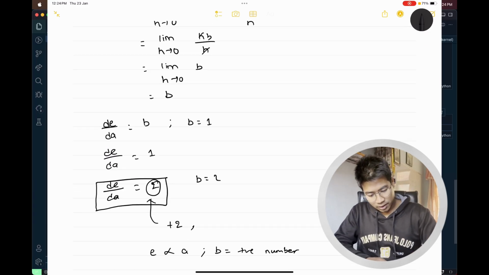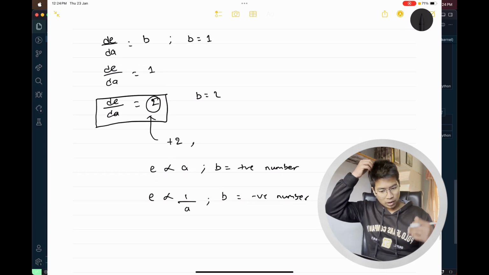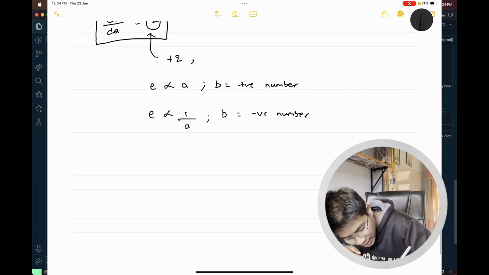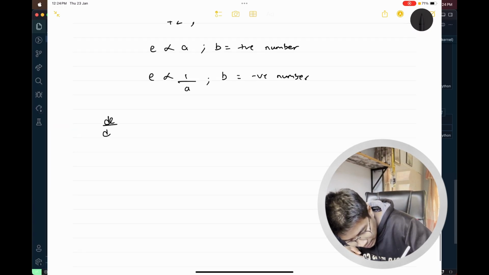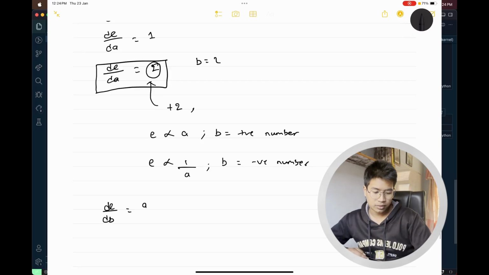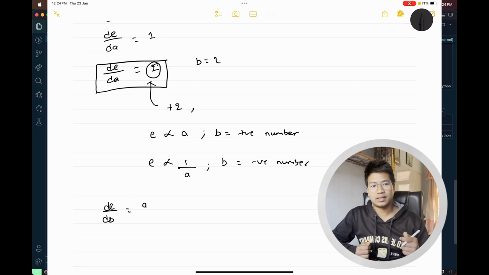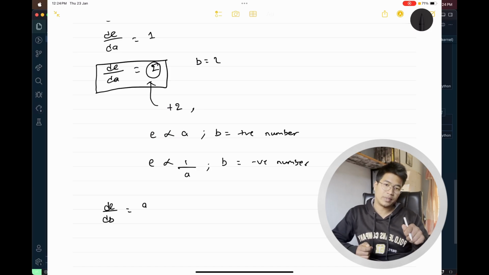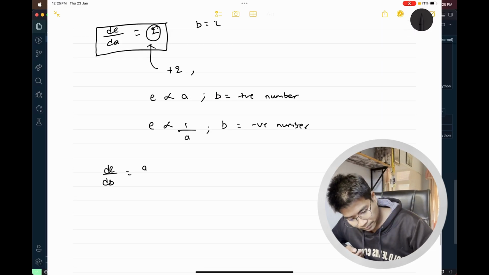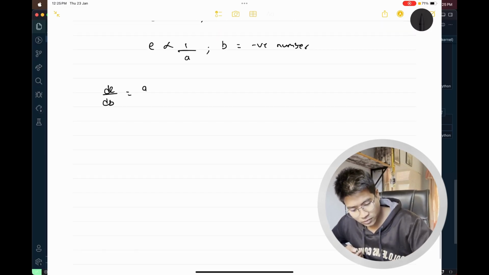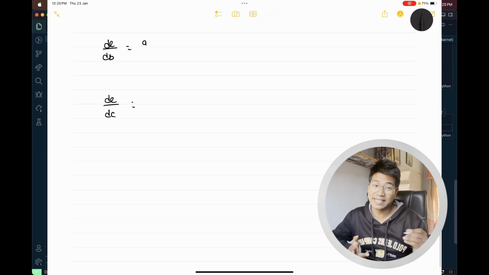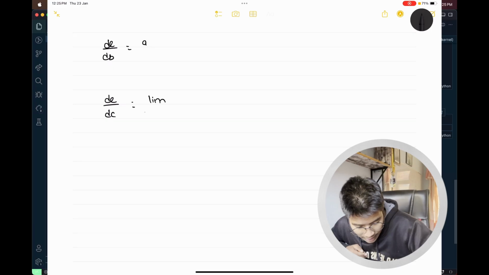Great. So now I just found out how E is affected by A. We can do the same thing for B, and you just get dE by dB. If you do that, then you basically just get A. So if I put A and C as a constant, then changing B would affect E by the value of A. And we can do the same thing for dE by dC. How is E affected by C? Limit as h tends to 0.